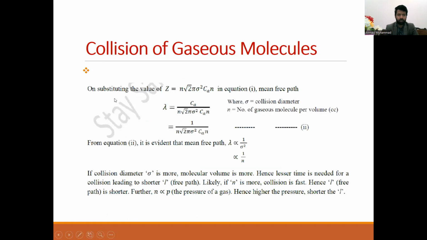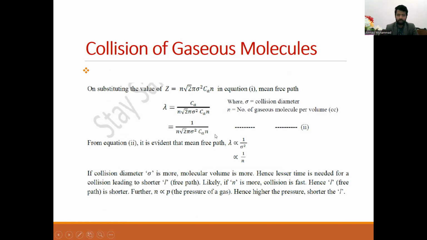We already know the value of Z, which is equal to n squared under root pi sigma square Ca, in equation 1. Substituting it, the mean free path is equal to, where sigma is the collision diameter and n is the number of gaseous molecules per cubic centimeter. We can write this equation in simplified form as 1 over n, 2 under root pi sigma square Ca.